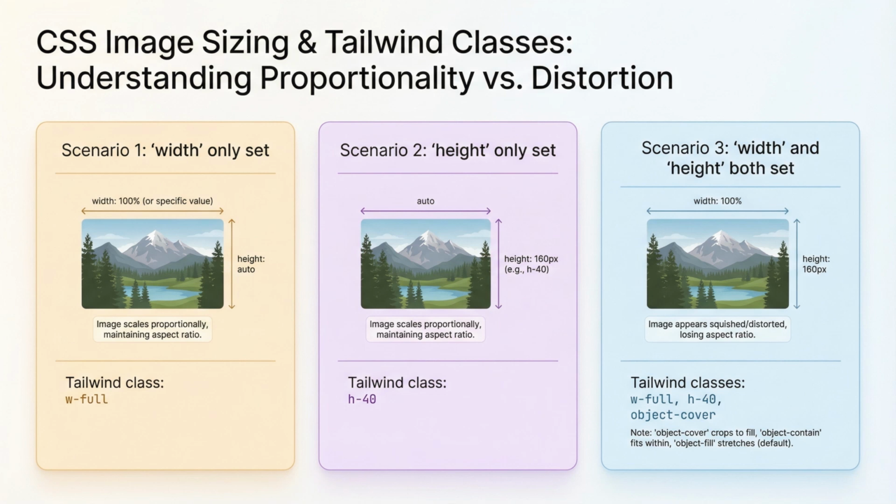This crops the image to fill the space without distorting it. Think of Object Cover like how a background image works. It fills the container and crops whatever doesn't fit, but it never stretches or squishes the content. The instructor's recommendation is to set just one dimension when possible, or use Object Cover when you need both.